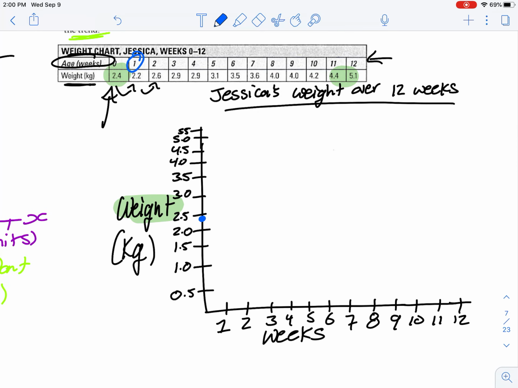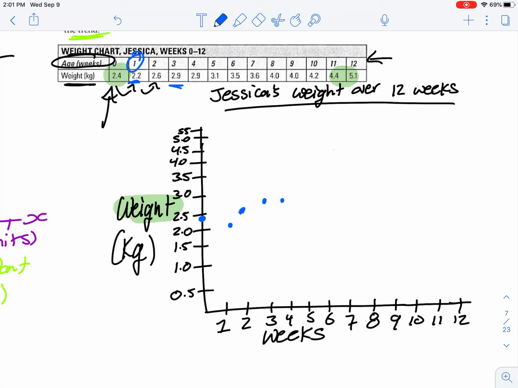Then we are on to, at the first week, she's 2.2. So find our first week, and it's roughly 2.2, so it's a little bit lower. Okay, second week's 2.6, so it's a little bit higher. Try and line it up as best you can with your second week. I'm gonna erase that. Your third week, you're at 2.9, so that's roughly right here. Okay, and you're gonna keep doing this all the way. So the fourth week, 2.9, same thing.